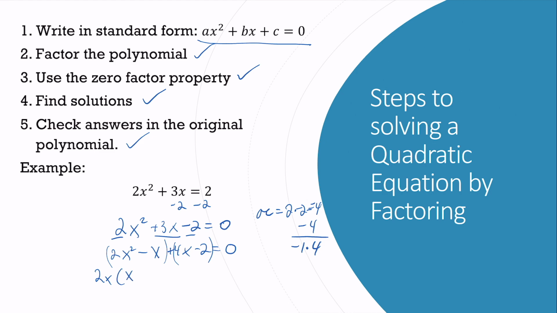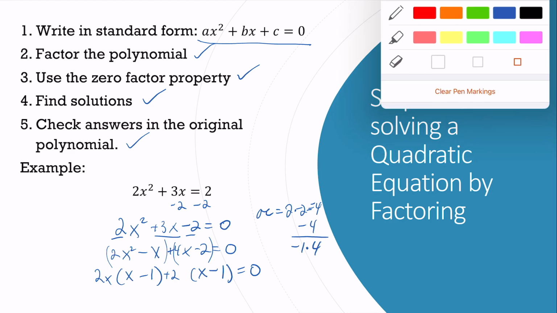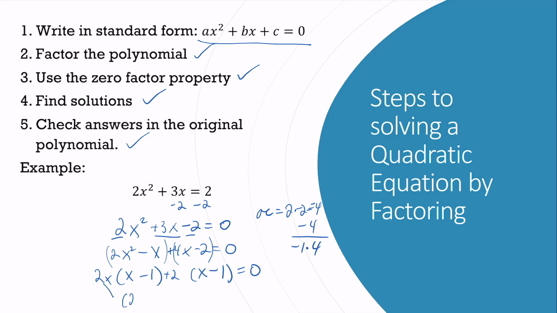x times 2x minus 1 plus 2 times 2x minus 1 equals 0. I collect my greatest common factors: 2x plus 2 times x minus 1 equals 0. So I've factored my polynomial. I'm done with this second step. Now I need to use the zero factor property. So I have to set each of these terms equal to 0 and solve.